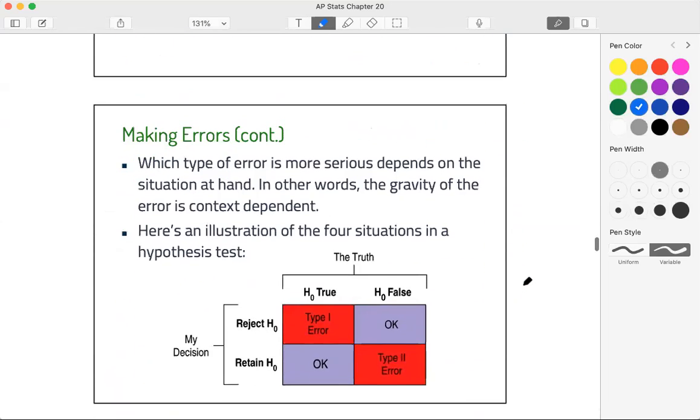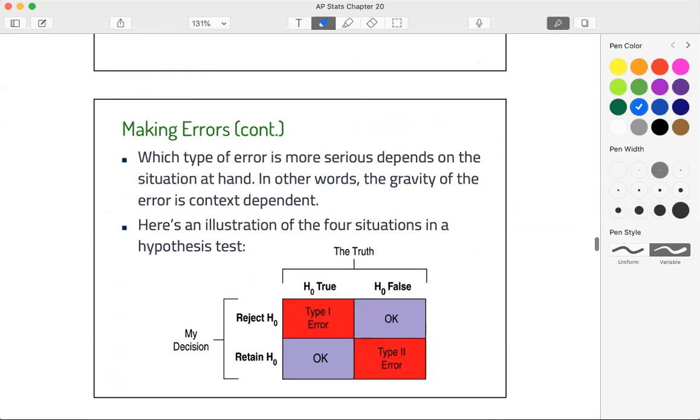Now I like to think of this chart that I have on the next page. Which type of error is more serious depends on the situation at hand. In other words, the gravity of the error is context dependent. So here's the illustration of the 4 situations in the hypothesis test. The null hypothesis along the top can be one of 2 things: it's either true or it's false, and we make two decisions. We either reject a null hypothesis or we retain a null hypothesis.